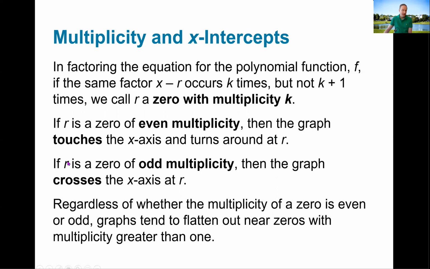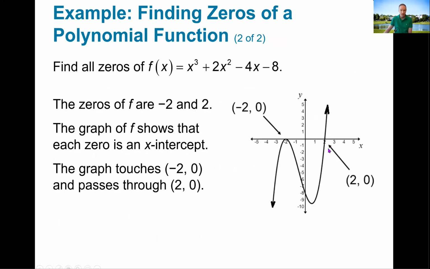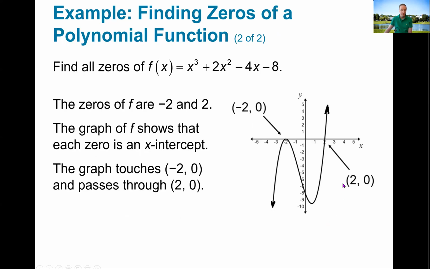Now, if you have an x-intercept or a 0 at a value of r that is of odd multiplicity, then the graph is going to cross. So in our last problem, the solution 2 occurred once, so you crossed right through the x-intercept at 2. But the x-intercept at -2 occurred here and here. It occurred multiplicity 2 times. Anytime it's an even multiplicity, it's only going to touch at that x-intercept, or at that 0, and go back in the direction it came from.